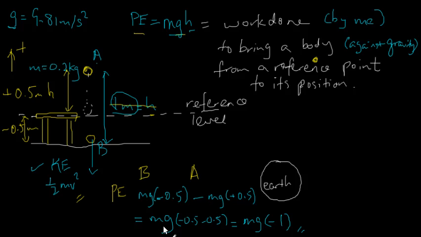So meaning that by defining this reference level and by treating h as a displacement with, in this case, a plus and minus direction, then I can find the kinetic energy by finding the change in the potential energy. By taking the final potential energy and subtracting the initial potential energy, I will still get the same answer, right, regardless of where I choose my reference level.